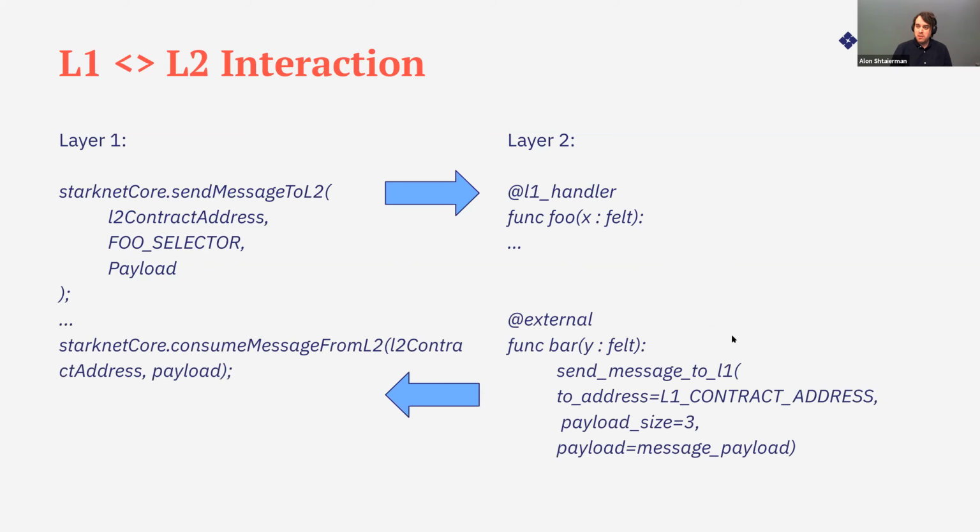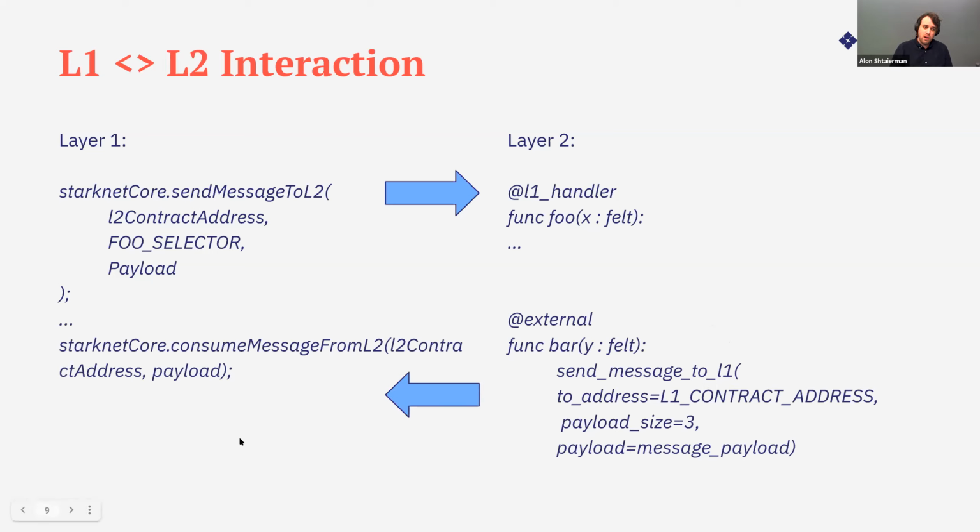On the other hand, if we want to send messages from layer 2 back to layer 1, we have, for example, here the function bar on our contract. This function will use the send message to L1 function, which as input receives the layer 1 contract address we want to contact, as well as the payload, which is the information you want to pass, and very importantly, the size of the payload beforehand.